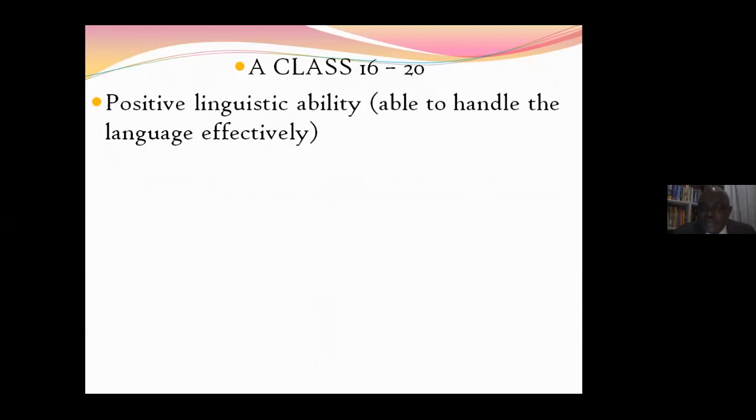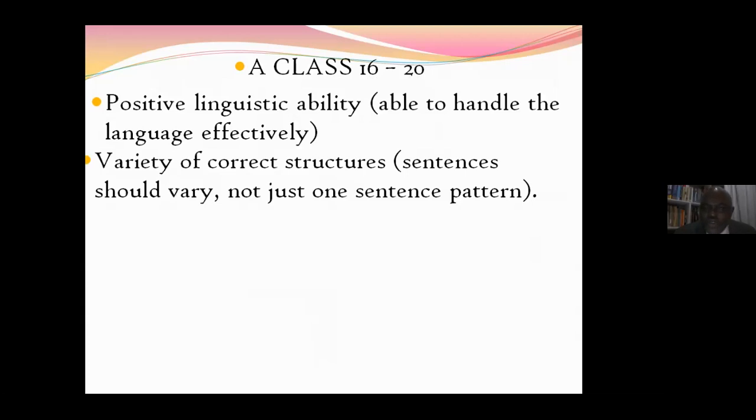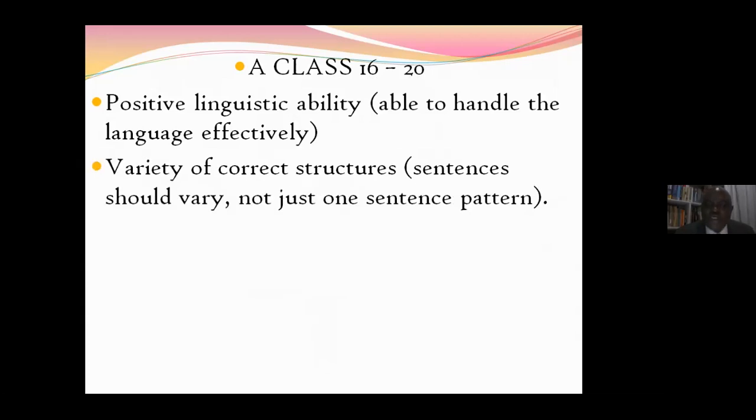What are these classes? Class A, when you say this script is good, it is an A script, it should get 16 to 20. You've taken into account the impression marking as well as the error analysis, and you say this is a good script. If it is a very good script, then it should score between 16 and 20. What is the composition of this good script? There must be positive linguistic ability, able to handle the language effectively. The variety of correct structures, sentences should vary, not just one sentence pattern.